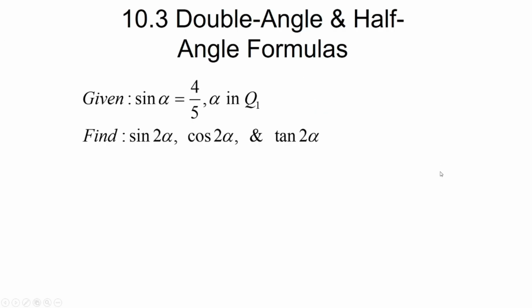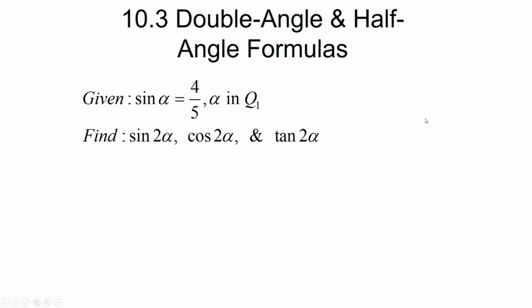Okay. So, what do these problems look like then? Oh, this is great. Look at the given statement. They just say sine of alpha equals 4 over 5, and alpha is in quadrant 1, meaning alpha is an acute angle. And then they want us to find sine of 2 alpha, cosine of 2 alpha, and tangent of 2 alpha. Boy, I hope we have our identities down right there. This will be easy. So, the first thing you want to do is, alpha is in quadrant 1.